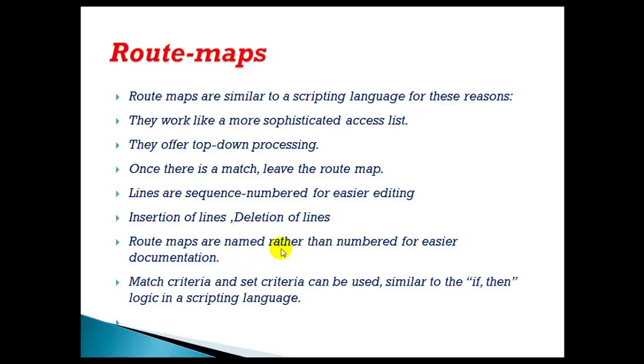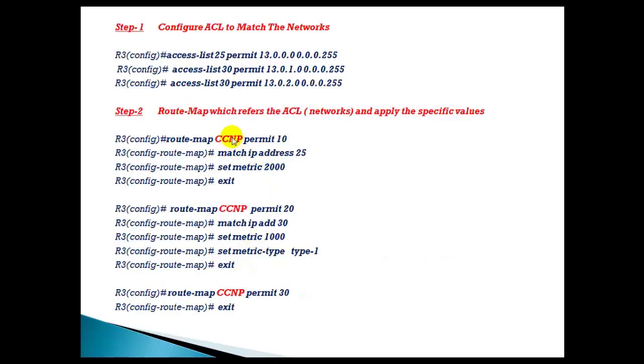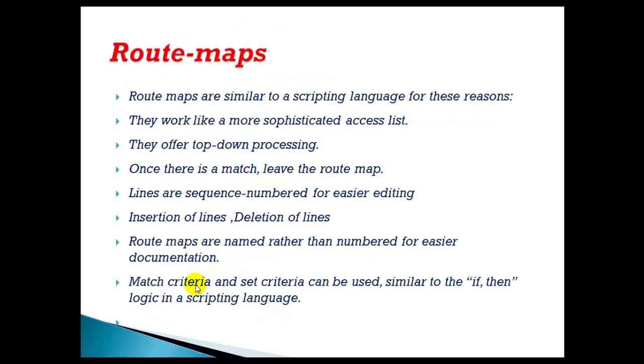And here we use names instead of numbers. So the route map will always be identified with a respective name, no numbers here. And finally, match criteria and set criteria can be used similar to the if-then logic in a scripting language. Okay, so in short, we'll see more in detail in the practical configuration part.